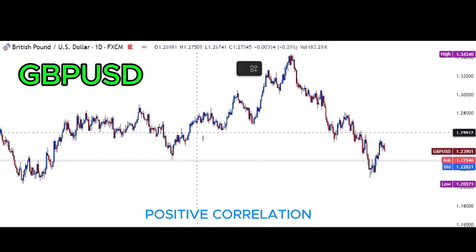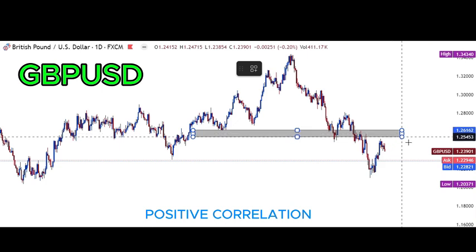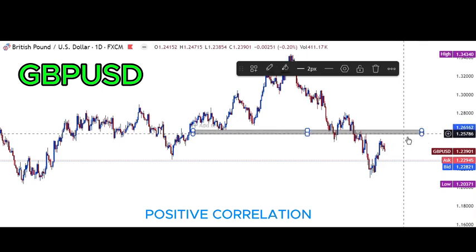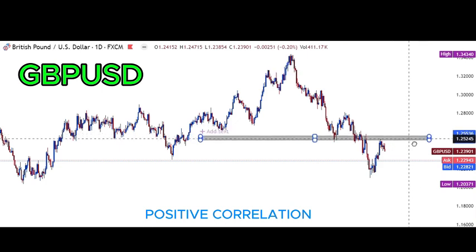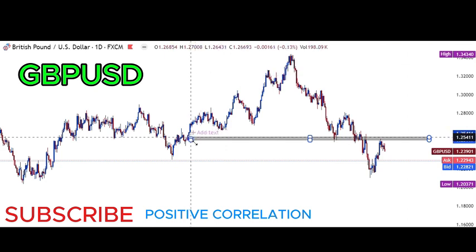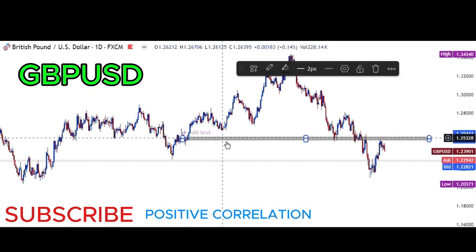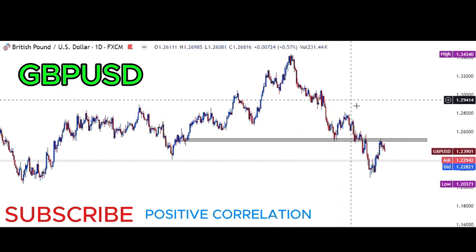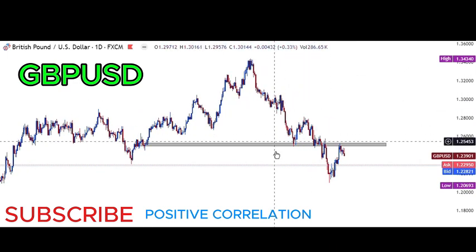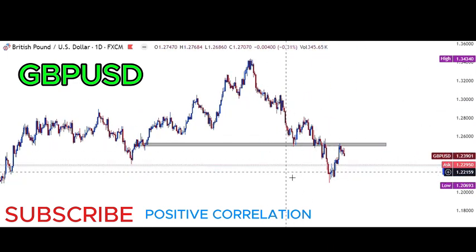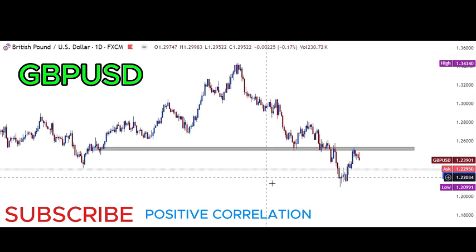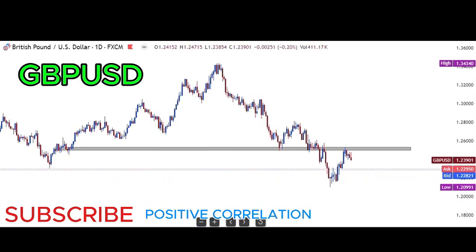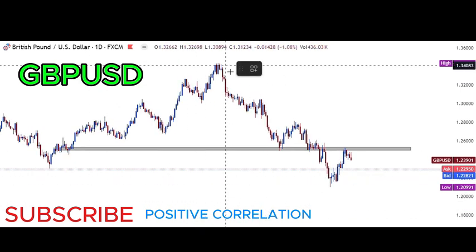Okay, let's go to GBP USD, and you'll see the positive correlation I'm talking about. On a daily time frame, you can see more or less the same behavior as in Euro USD. The structure is almost the same. So this is also a downtrend for GBP USD.